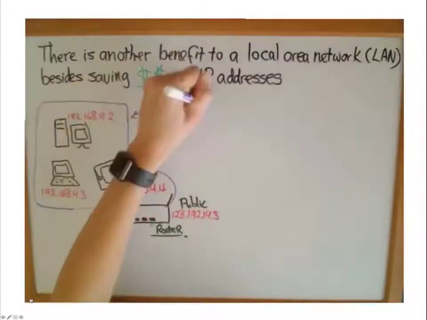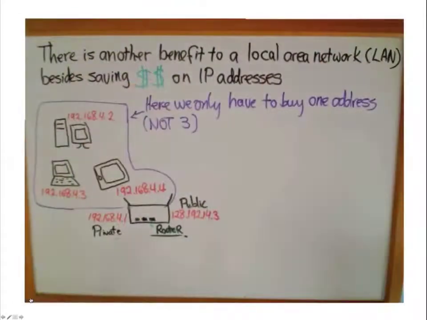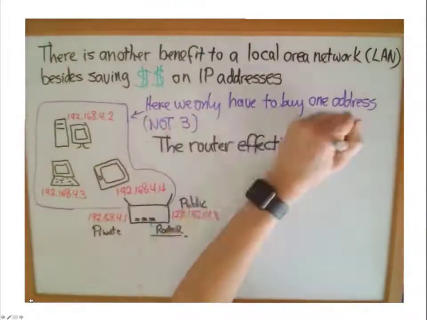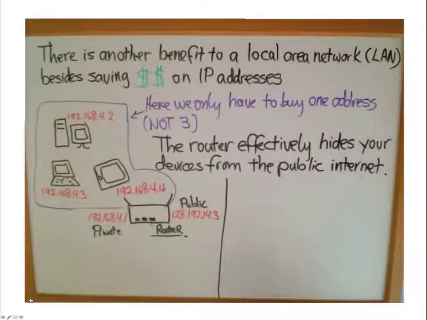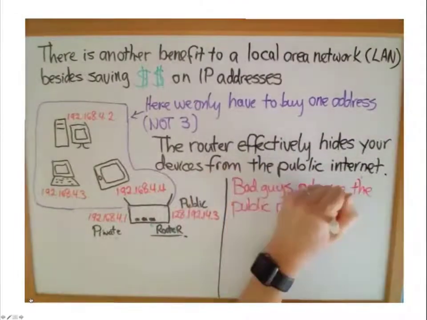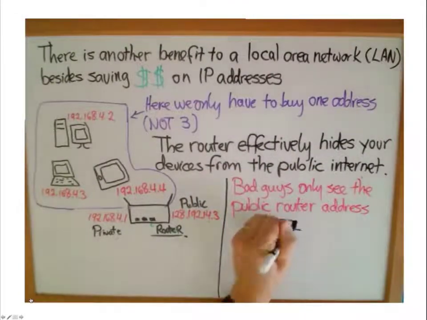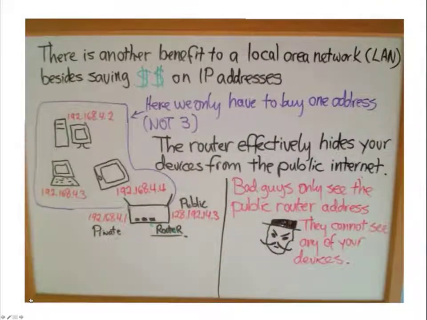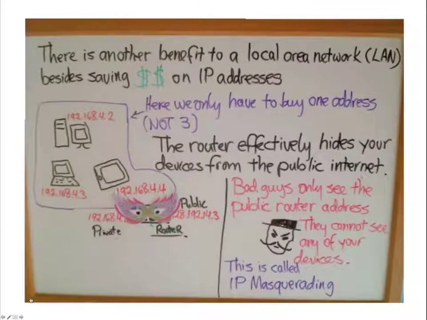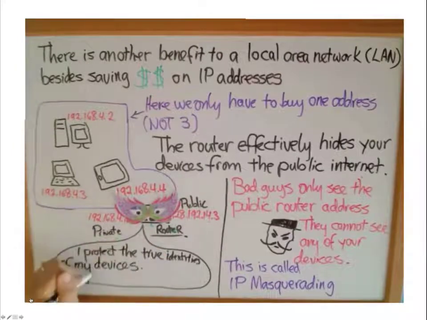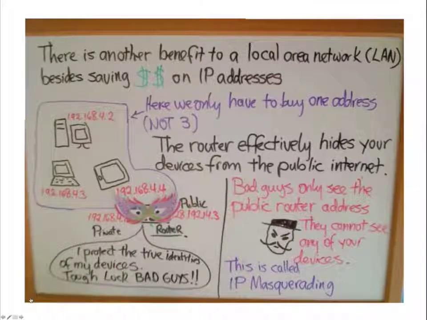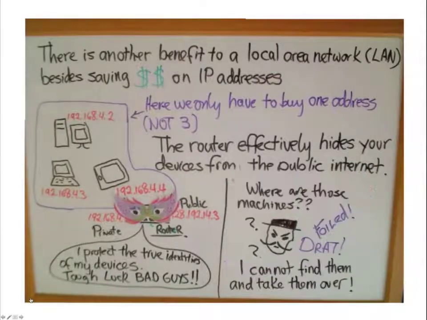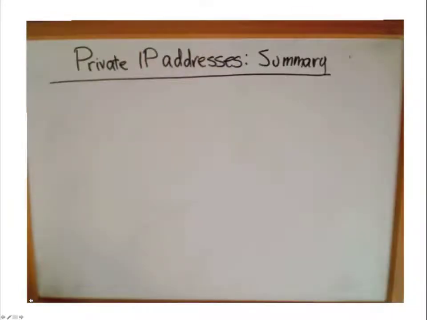There's another benefit to a local area network besides saving money on IP addresses. Here we only have to buy one IP address, right, not 3. The router effectively hides your devices from the public internet. So bad guys only see the public router address. They cannot see any of your devices. This is called IP Masquerading. I protect the true identities of my devices. Tough luck, bad guys. Foiled, drat. I cannot find them to take them over.